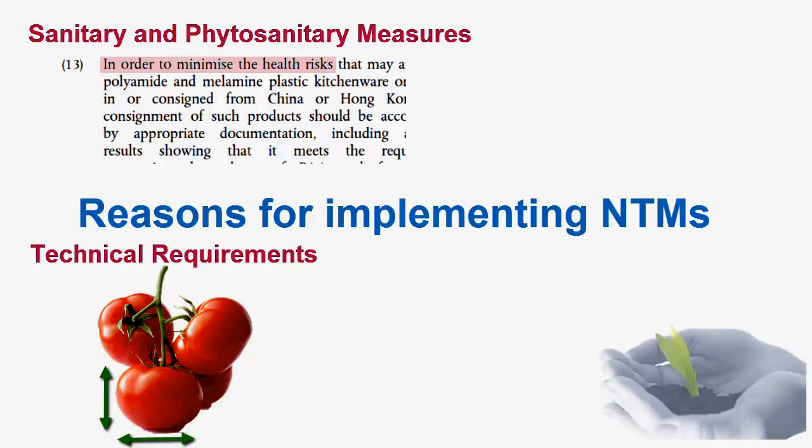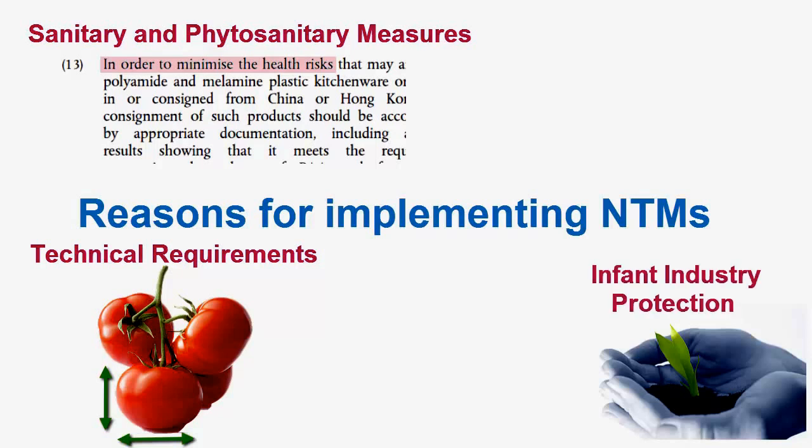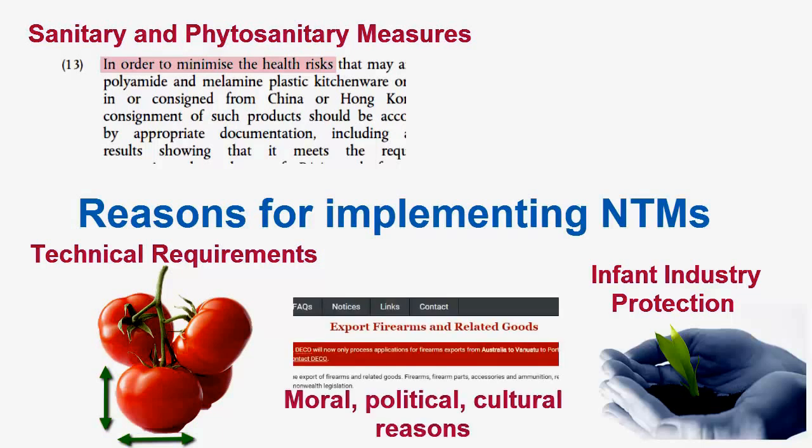Further, governments might seek to support the development of new industries through the implementation of NTMs. The technical term for this is infant industry protection. NTMs for this purpose might include taxes or levies aimed at bringing the market price of imported products in line with the prices of corresponding domestic products. Equally, governments might restrict imports for moral, political and cultural reasons. For example, an embargo of weapons or the ban on import of alcohol.